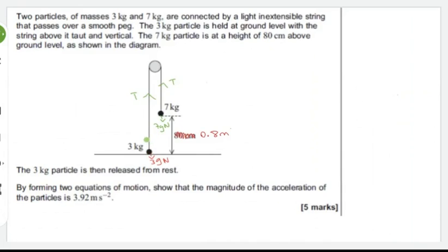But equally, there's that string pulling the 3 kg up, because without that string, the 3 kg would not be moving. Equally with the 7 kg, the reason we have the tension pulling it up, you can think about it as the 7 kg wants to move down really fast. And if it didn't have that string, it would move down a lot faster. Does that make sense?